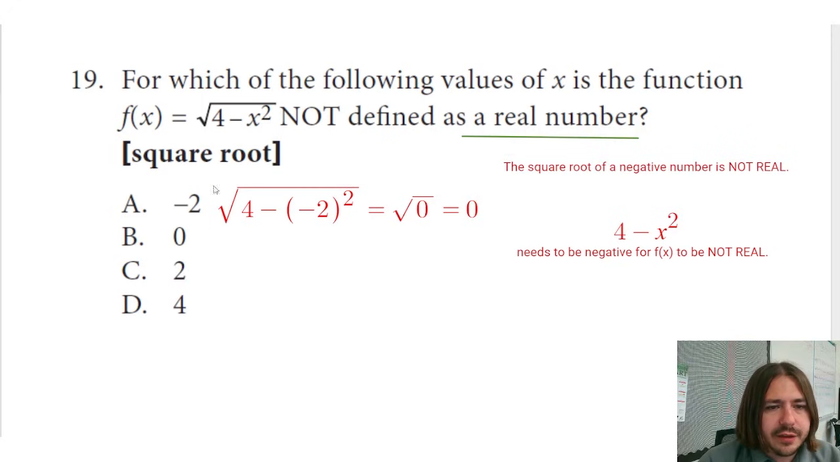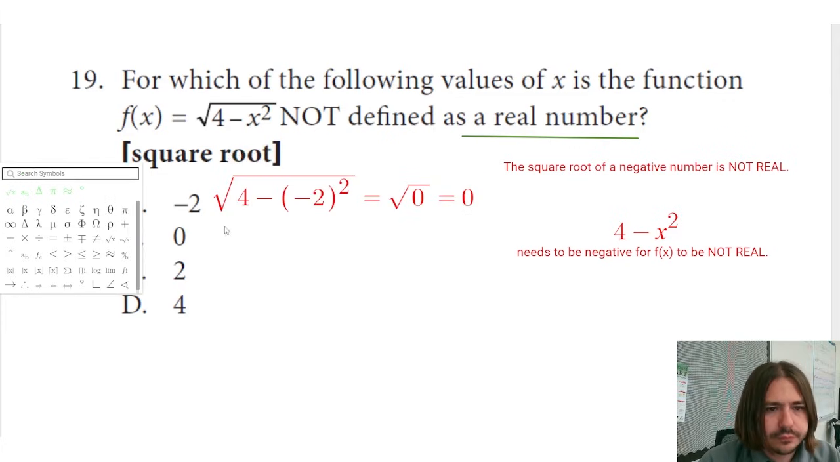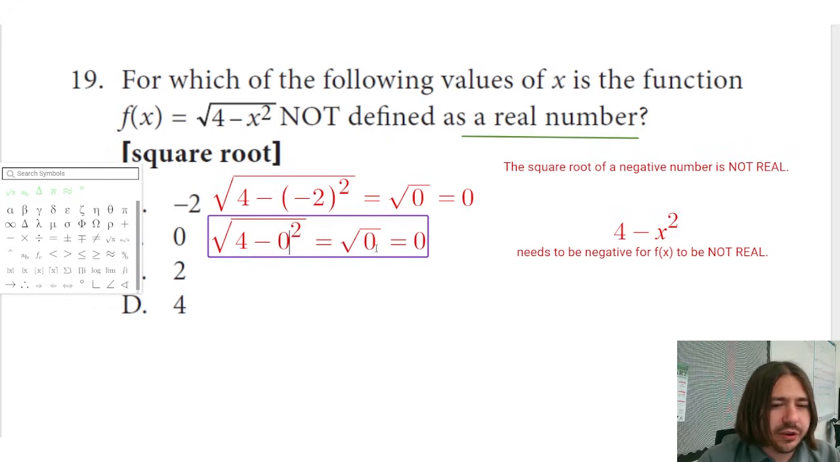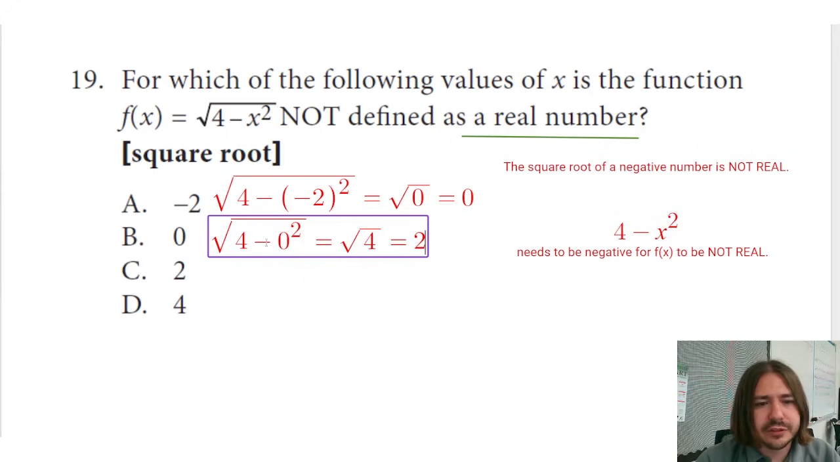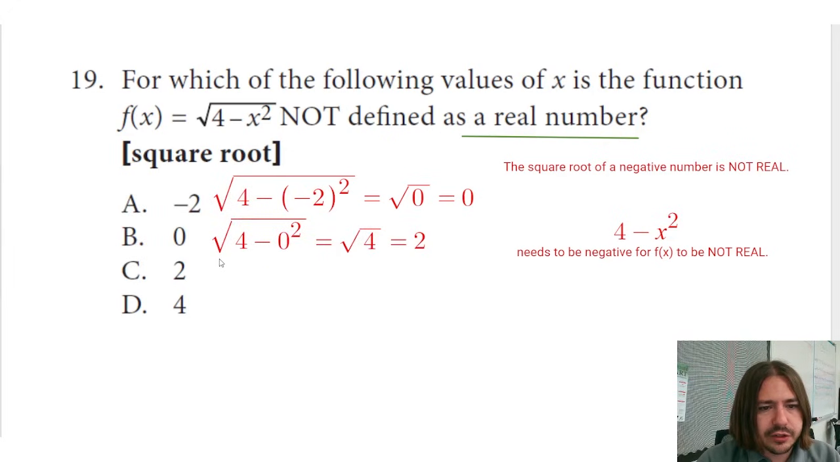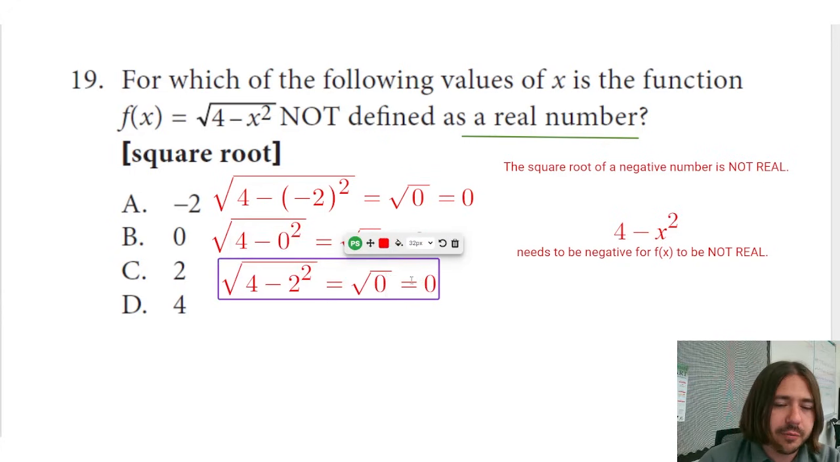B, if we plug in 0, see what happens. I'm just going to copy and paste this here. If I plug in 0 instead of -2, well, 0 squared is just 0, and 4 minus 0 is 4, and the square root of 4 is 2. So 2 is a number on the number line, so that one would be real also. That's not the answer choice we're looking for here. If we try to plug in 2, we get 4 minus 2 squared. Again, 2 squared is 4, and 4 minus 4 is 0. So again, we get 0, another number that is real.